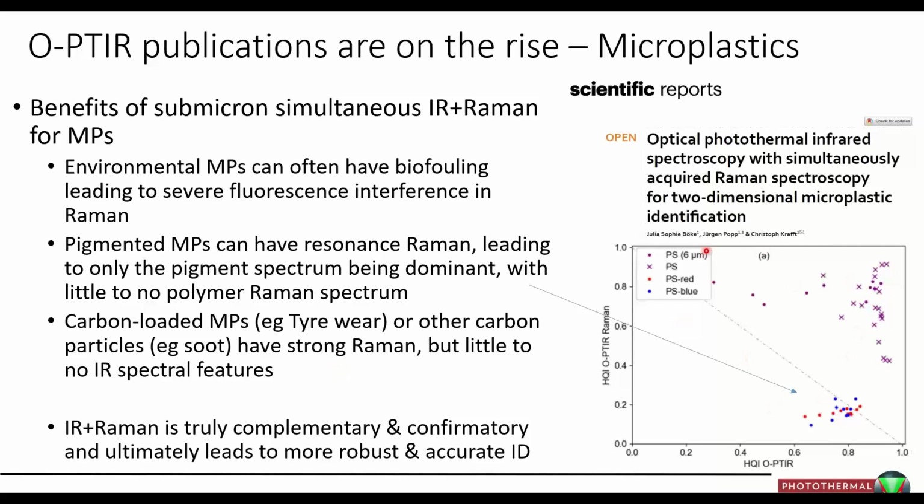Right? And in this case, this is a screenshot from this paper. If you look at this cluster of particles, these were polystyrene beads that were dyed red or dyed blue, and they receive fairly high infrared scores, OPTIR scores, but if you go across here, their Raman scores are quite poor. And that comes back to the second point, that pigmented particles, pigmented fibers, or really anything pigmented in the Raman can be a real challenge. If it's not burning, then it's resonance enhancement that swamps the underlying polymer signature.